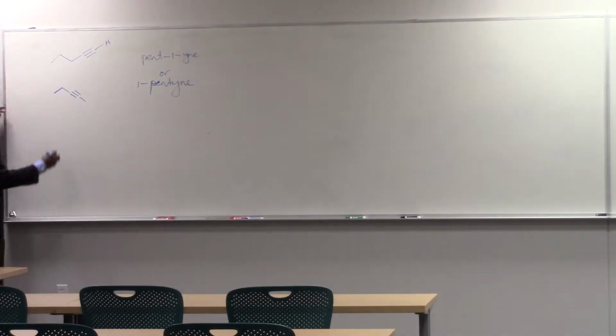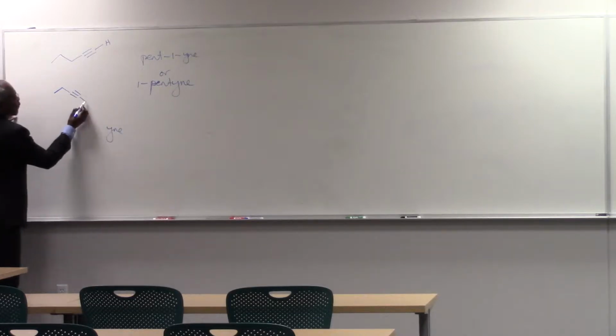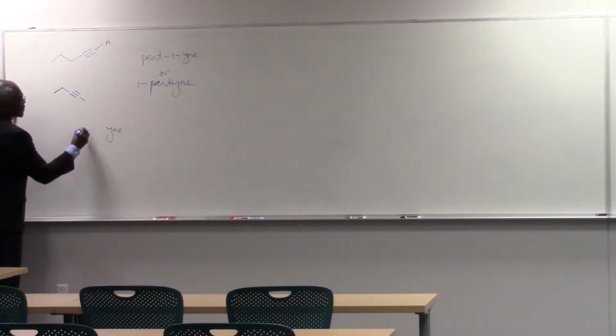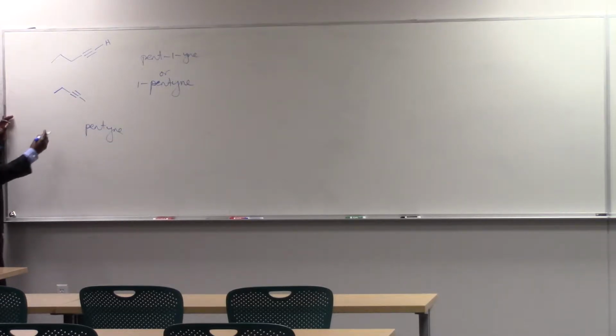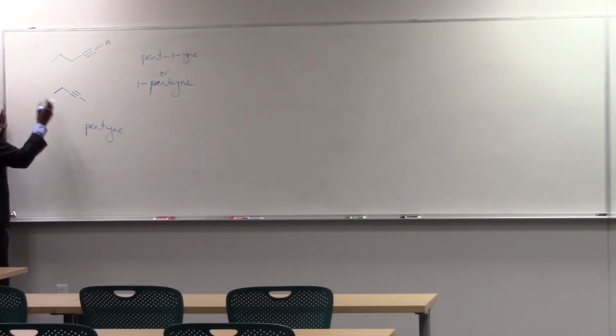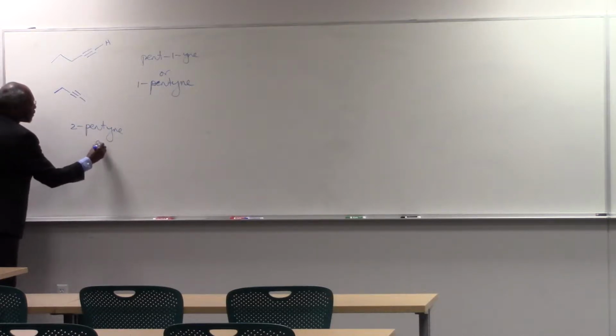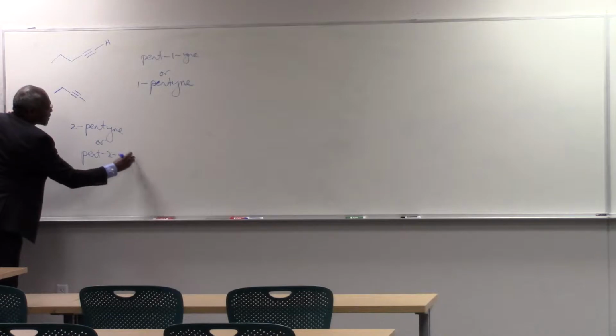Similarly, I will call this compound an alkyne. So I'll write yne. I've got 1, 2, 3, 4, 5 carbons, so that's pentyne. And the triple bond is between carbons, so I want a smaller number, so obviously I'm going to number from right to left, right? So carbon 1, 2, so I'm going to call this 2-pentyne, or I can call it pent-2-yne.